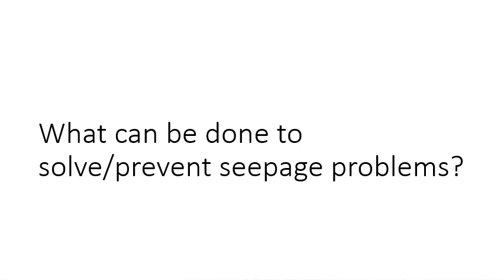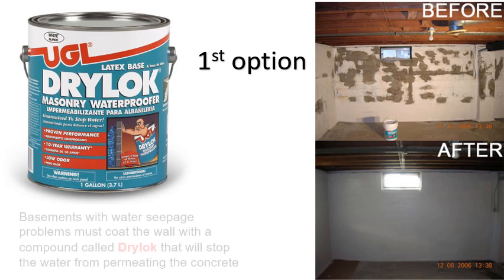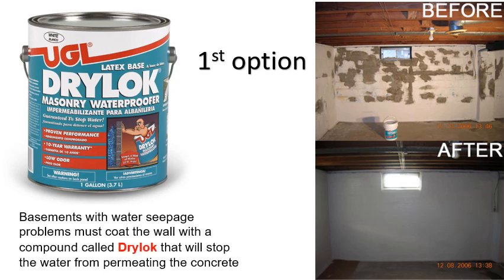So what can they do, or what can we do to help prevent seepage problems? Well, the first option is pretty simple. You take this compound that looks kind of like a paint. One of the brand names is Drylock, and you basically paint it over the inside of your basement walls. And what it does is it stops the water from coming through. It is a non-permeable material. So the water comes into the concrete, but it can't get through that Drylock and end up seeping into the inside of the basement.